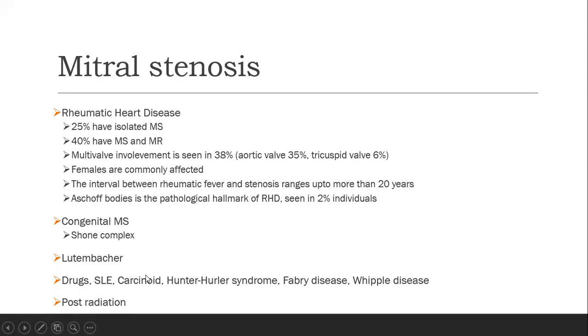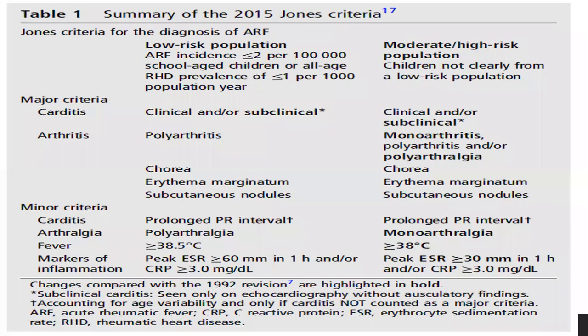Carcinoid is one tumor which can cause mitral stenosis. SLE can cause mitral stenosis. Hunter syndrome, Hurler syndrome, Fabry disease, Whipple disease. Post-radiation can cause mitral stenosis. Reasons are obvious. At least remember: rheumatic heart disease, congenital MS, Lutembacher. The next two will be drugs, SLE, radiation. Okay.